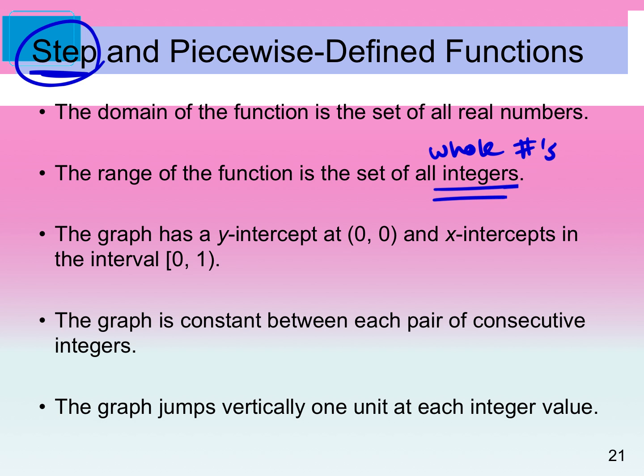So our range would be -2, -1, 0, 1, 2. Only whole numbers. You'd have to list them out in your range.